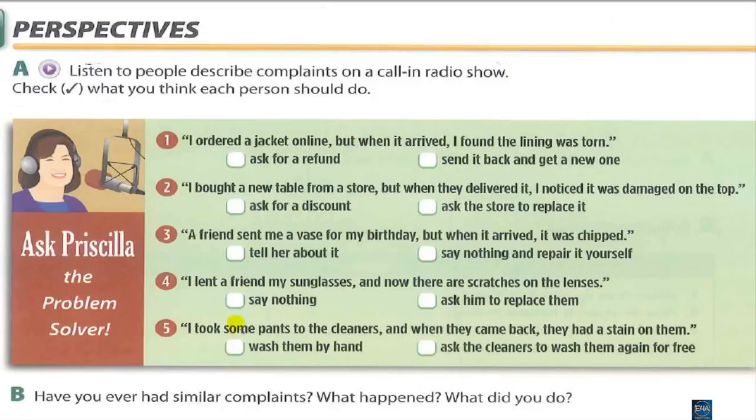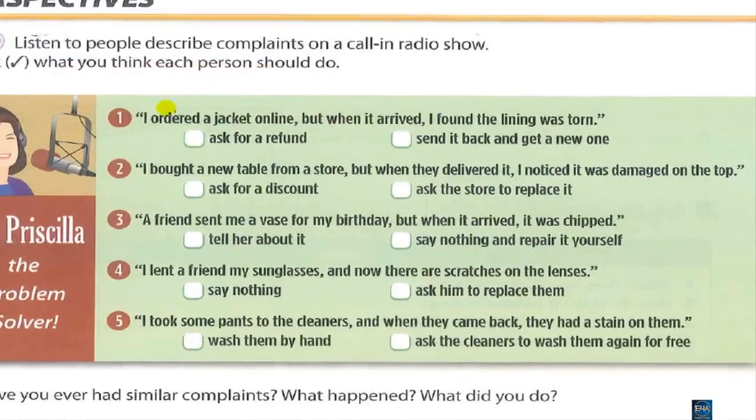So here, ask Priscilla, the problem solver. In this exercise, we're going to listen to people, and those people describe complaints, problems, on a call-in radio show. You call the program, and the program tries to help you solve the problem. Check what you think each person should do. What do you think each person should do?